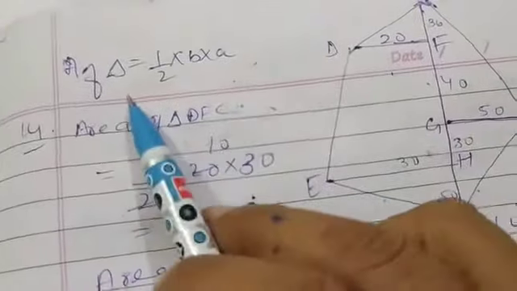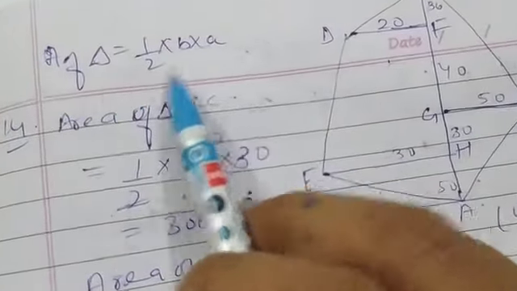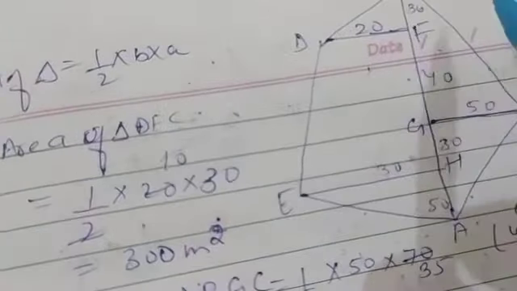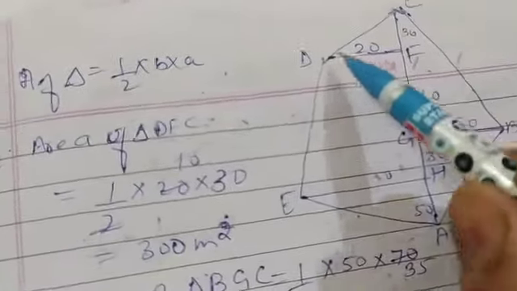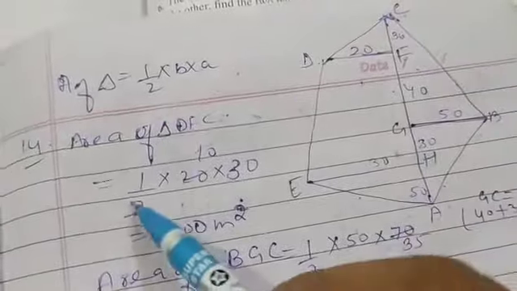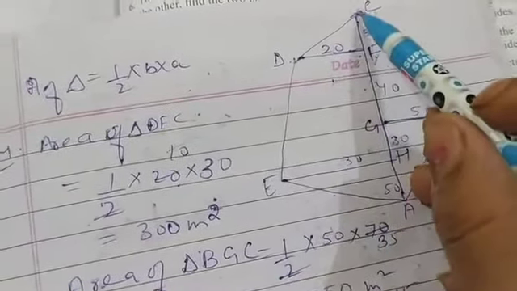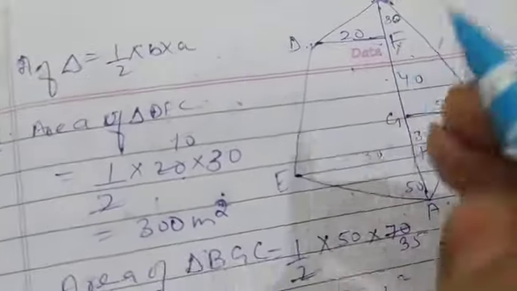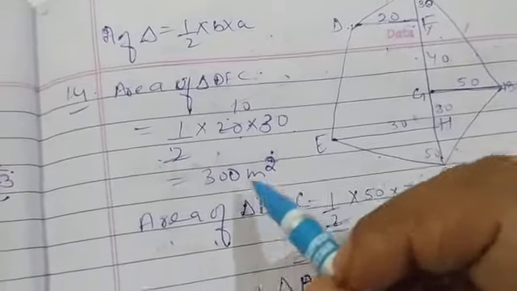See, I have written here the formula for the area of a triangle. Area of a triangle is half into base into altitude. So calculate one area at a time. First of all, I am calculating the area of triangle DFC. Half into base 20 and height 30. 2 tens are 10, into 30 is 300 meters square.